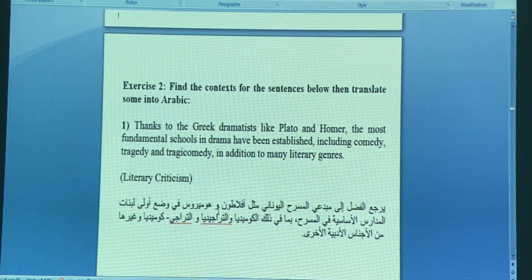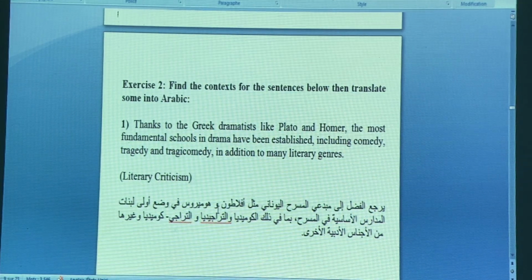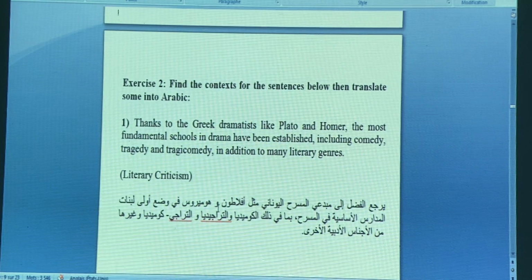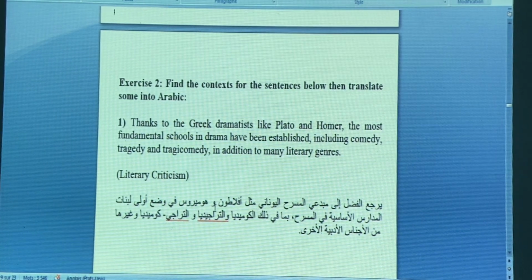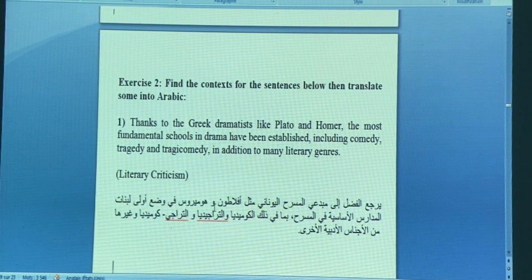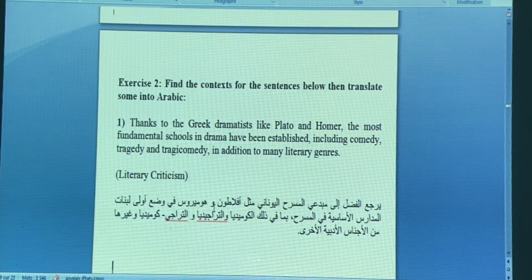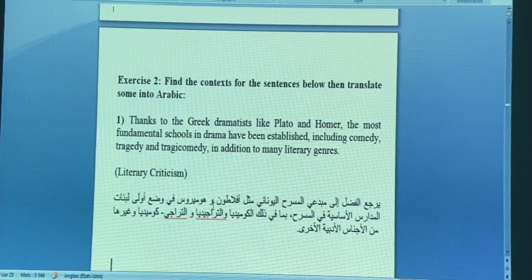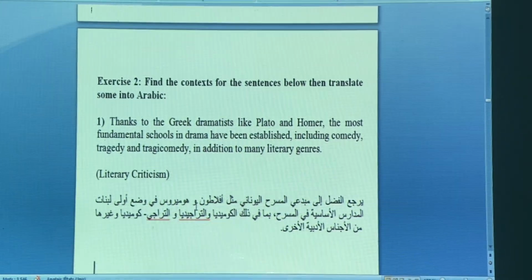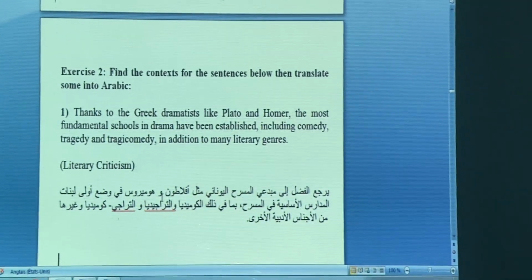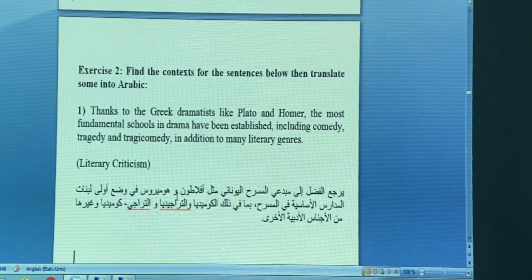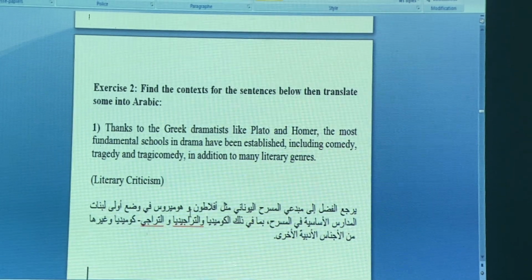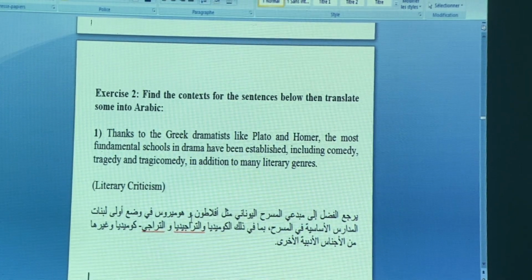Thanks to the Greek dramatists like Plato and Homer, the most fundamental schools in drama have been established, including comedy, tragedy, and tragicomedy, in addition to many literary genres. The context here is literary criticism. This is different from the sentence where you have عاد قدور إلى الخيمة, etc. That one is taken from a novel, so it is literature. However, this one is literary criticism. It is the analysis of literature.